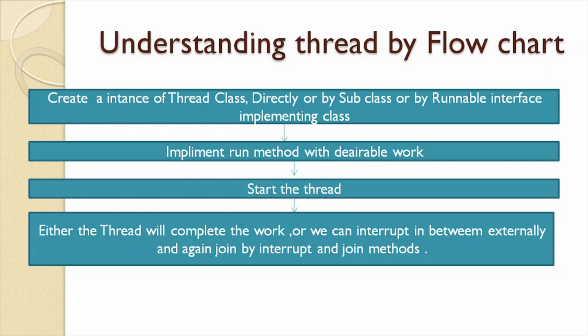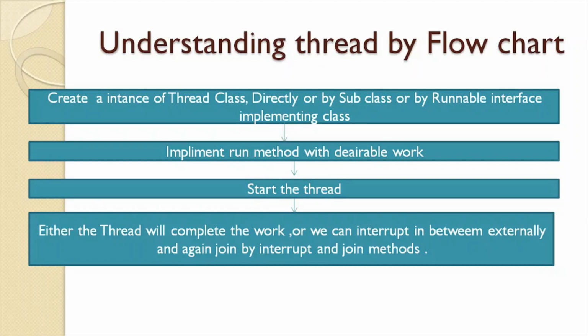Let me try to understand this with a simple flow chart. Create an instance of a Thread class. We have already understood what a class and an object are. For an instance of a Thread class, we define a thread directly or by subclass. Either we can create an instance of the Thread class directly, or we can extend the Thread class to a subclass and instantiate the subclass to create a thread.